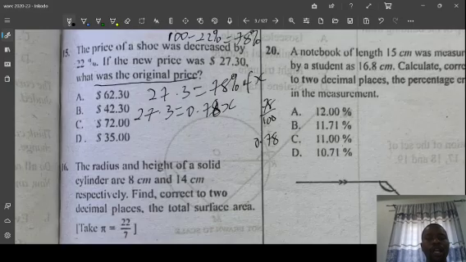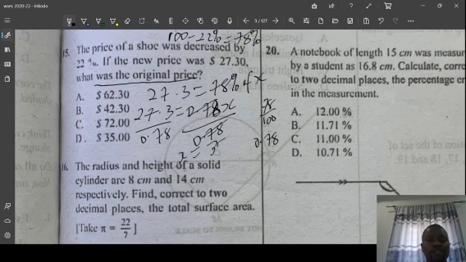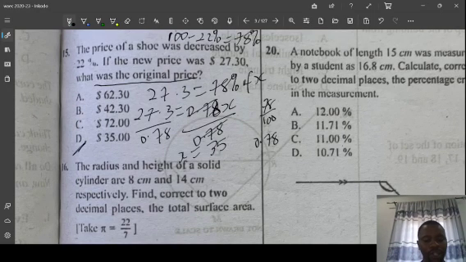So what do I do? I simply divide both sides by 0.78, and then I'm left with my X. This is going to cancel out. So X will be equals to, when you divide this with your calculator, you see that X is equals to $35. So the original price of this item was $35.